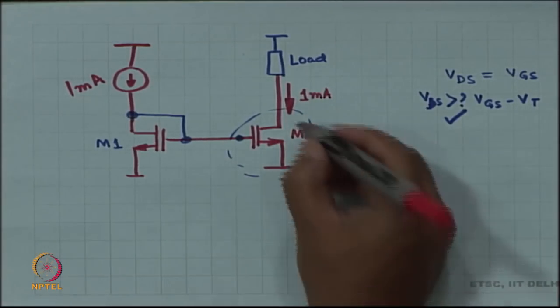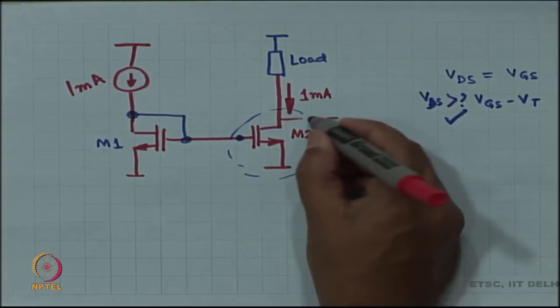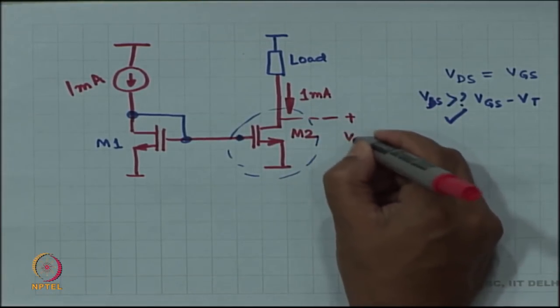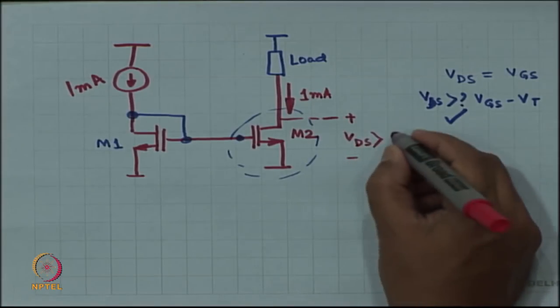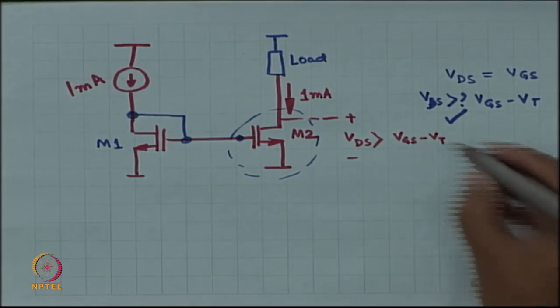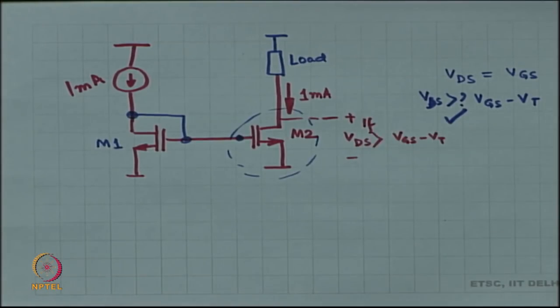If the drain voltage is greater than VGS minus VT. All right. So, this is the basic premise of the current mirror. Let's go over it once again.